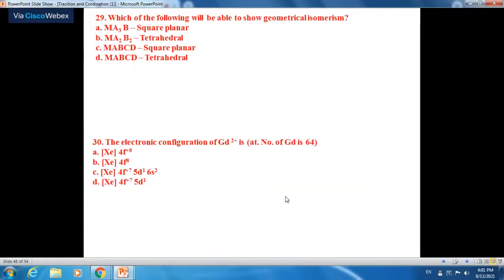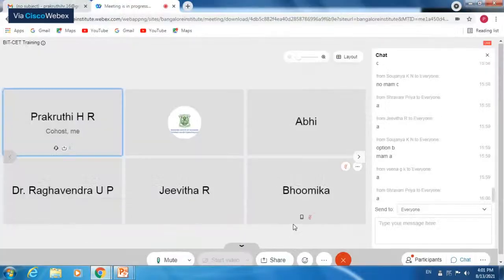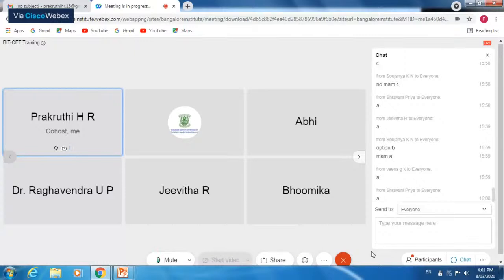Good. So which of the following will be able to show geometrical isomerism? Which one is exhibiting geometrical isomerism? Square planar will exhibit geometrical isomerism, and tetrahedral. Here only two geometries are given, square planar and tetrahedral, but the ligands are different. So what is the answer, students? Shravani, Priya, what is the answer? Veena, Saujanya. Okay, Veena is telling the answer is 3.